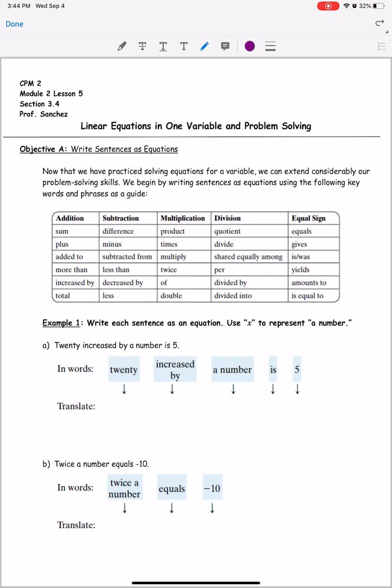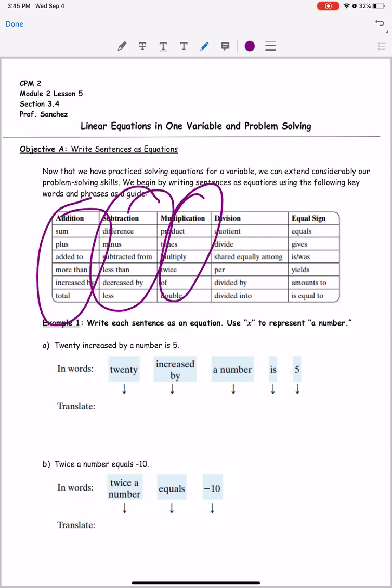So we've done word expressions, word equations. We've also been practicing how to solve equations. We're doing all of that together in a lesson full of word problems. So it says here, now we have practiced solving equations in one variable, we can extend considerably our problem solving skills. We begin by writing sentences as equations, using the following words and phrases as a guide. So we have some hints: addition, subtraction, multiplication, division, and even our equal sign keywords.